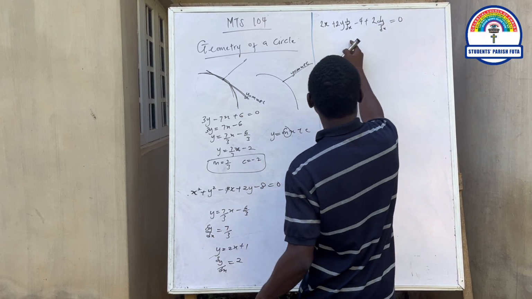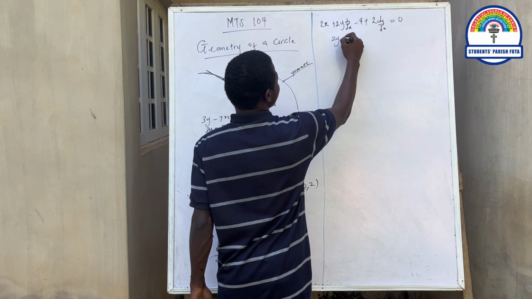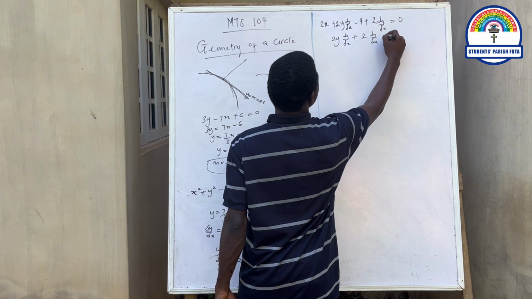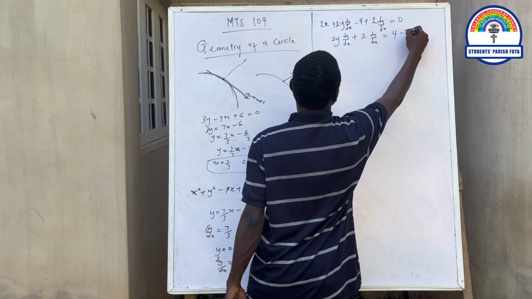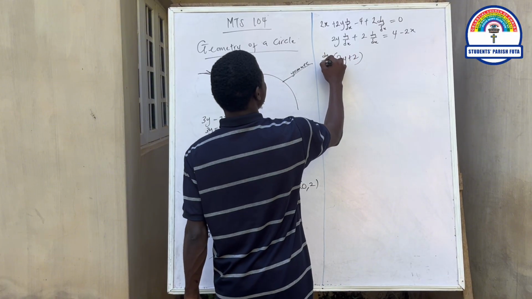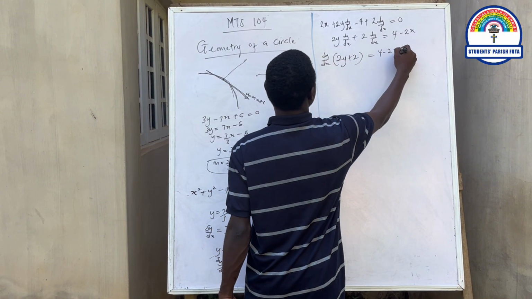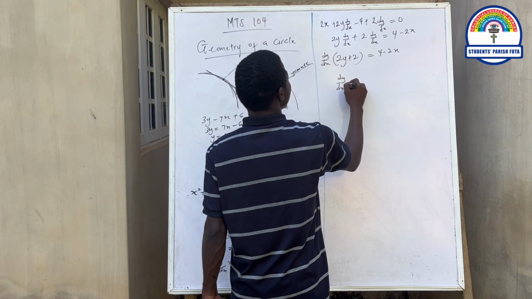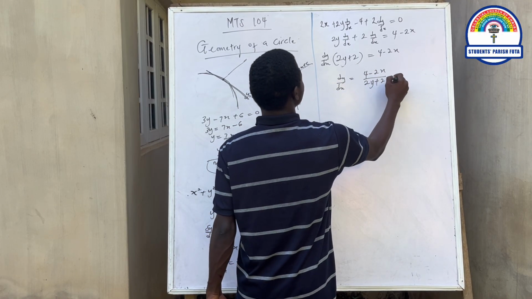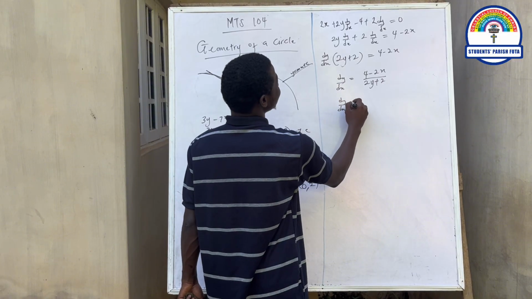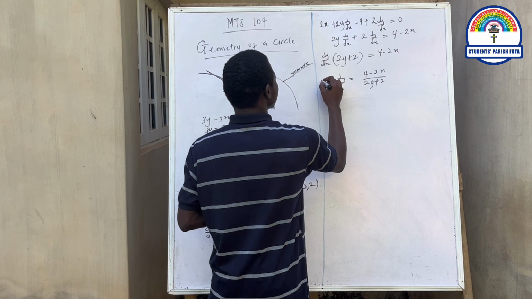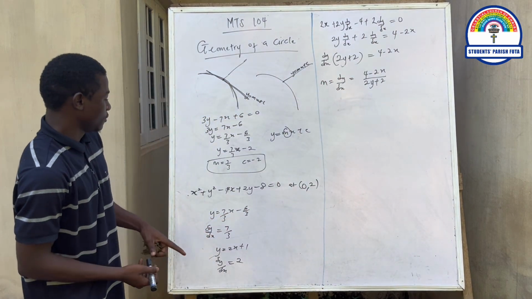Then this is 0. So now, collecting like terms, 2y dy/dx plus 2 dy/dx equals 4 minus 2x, right? Then 2y plus 2, when I factorize and bring out the dy/dx, equals 4 minus 2x. So dividing both sides by this, so that the dy/dx remains, 2y plus 2. So dy/dx equals 4 minus 2x over 2y plus 2. This is the gradient equation for this curve.